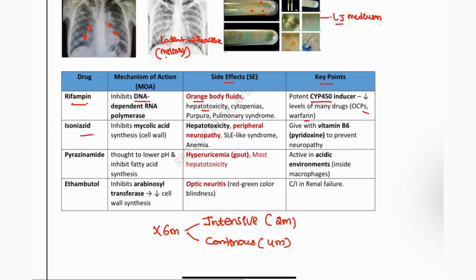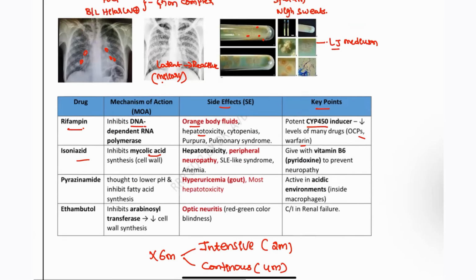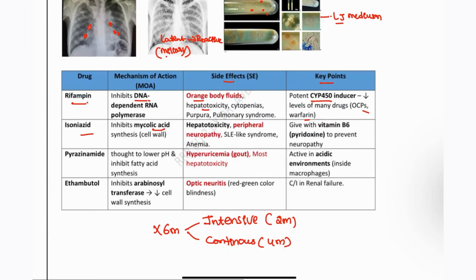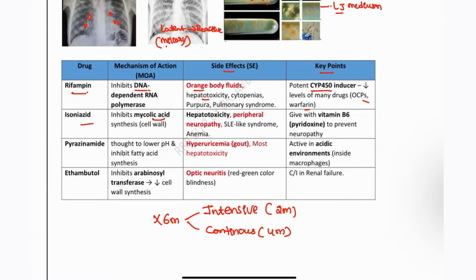Next, isoniazid. Isoniazid acts on the mycolic acid, which is present in this TB. The cell membrane consists of mycolic acid, and if you damage that mycolic acid, the treatment will be effective, right? Isoniazid will be doing that. And what are the side effects? Hepatotoxicity, peripheral neuropathy, and SLE due to the drug. This patient will be given B6 so that the neuropathy will be decreased.